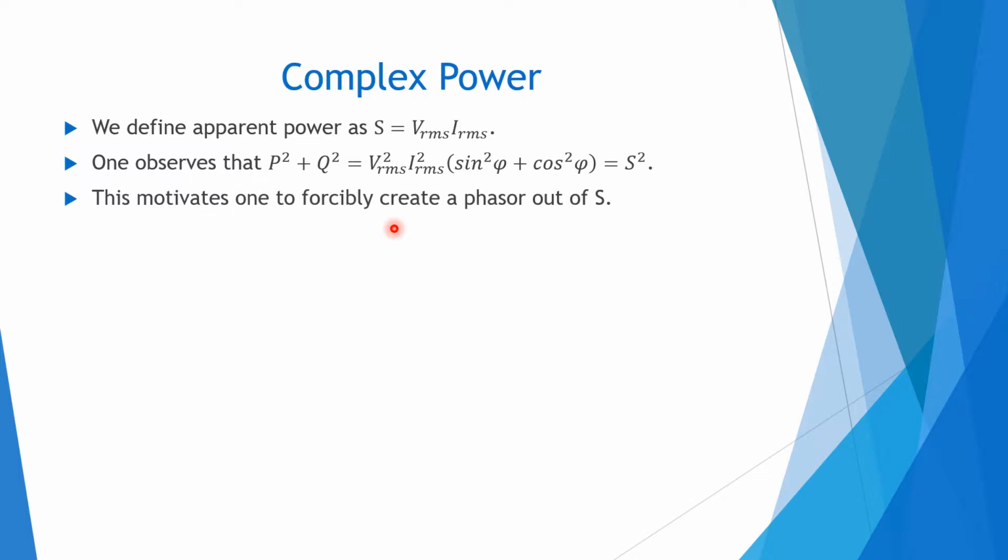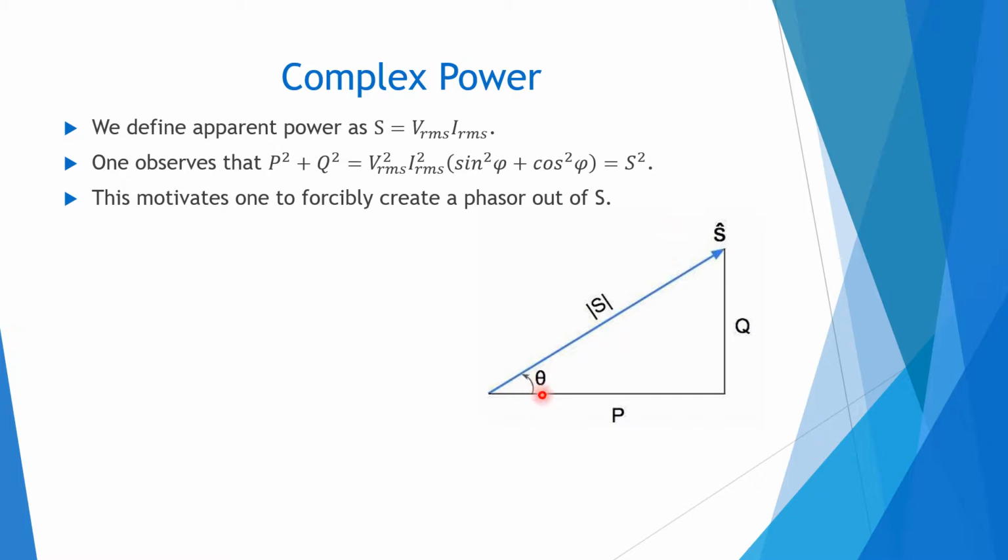So this motivates one to forcibly create a phasor out of S, which means S is not technically a phasor. It is not a pure sinusoid because it has an average component that is not zero. But if we try to forcibly create a phasor out of S, it would look something like this, where P and Q are the sides and S is the hypotenuse.